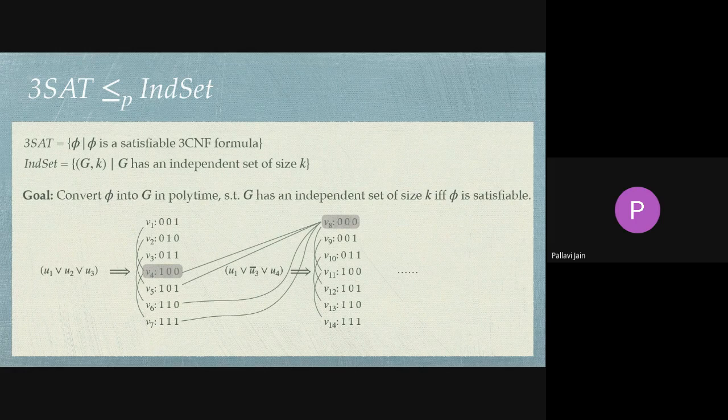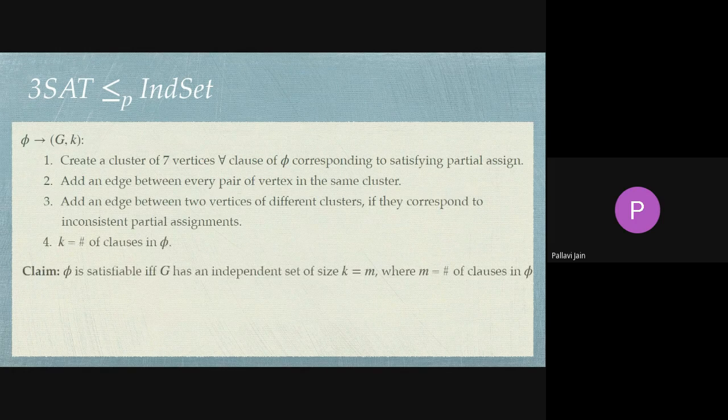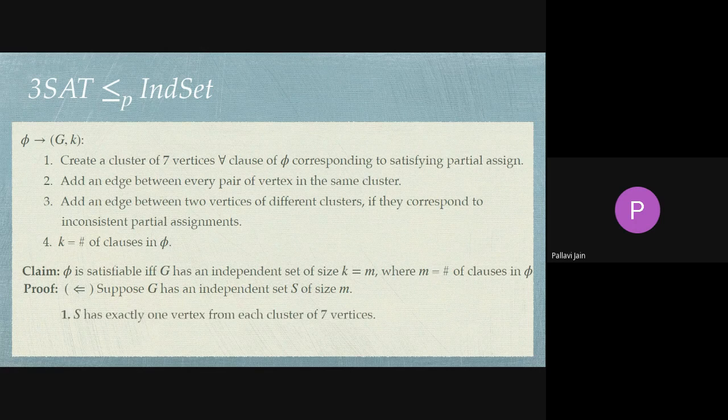Okay. Now let's get back to the backward direction. So now suppose G has an independent set S of size M. Using that, how can we create a satisfying assignment for phi? So the first thing we have to notice here is that if G has an independent set S of size M or K, S must have exactly one vertex from every cluster, right? Because there are M many clusters. You cannot pick two vertices from one cluster, because if you pick two vertices from one cluster, there will be an edge between them. It will not be an independent set, right? And you cannot leave any cluster because there are only M many or K many clusters, right? So you will pick only one vertex from every cluster, right?